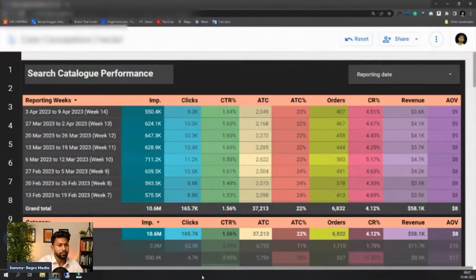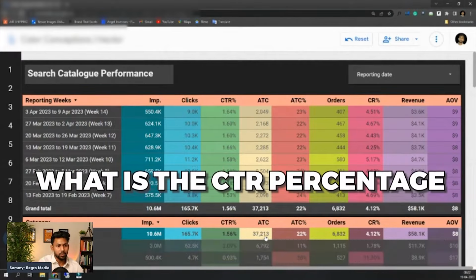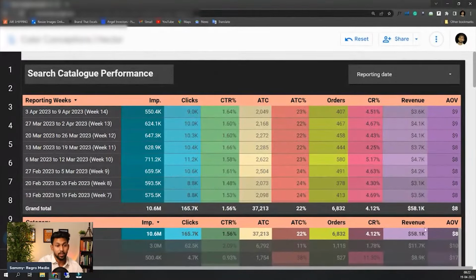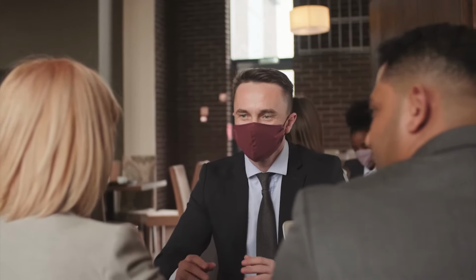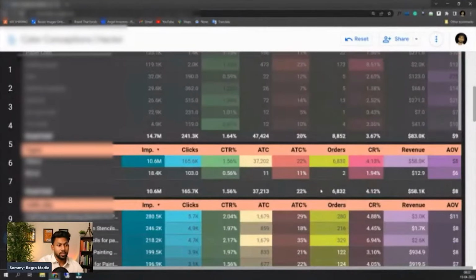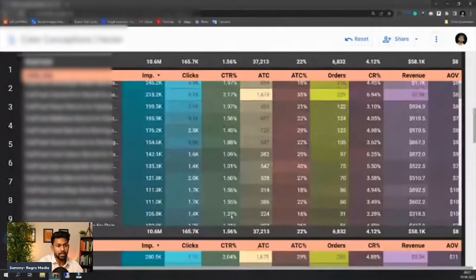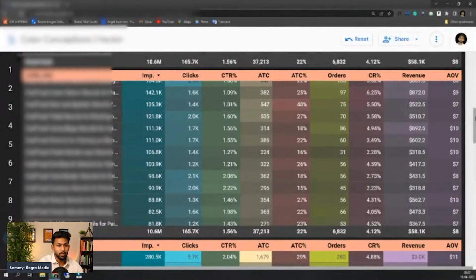You can see here what is the impression, what is the CTR percentage, what is the add to cart, what is the add to cart percentage, what is orders and CR percentage, that is conversion rate percentage. Now that is not important here, because if we are going down, we can see how the trend is moving on. We can also select each ASIN as well to see the trend here, how it is moving on.